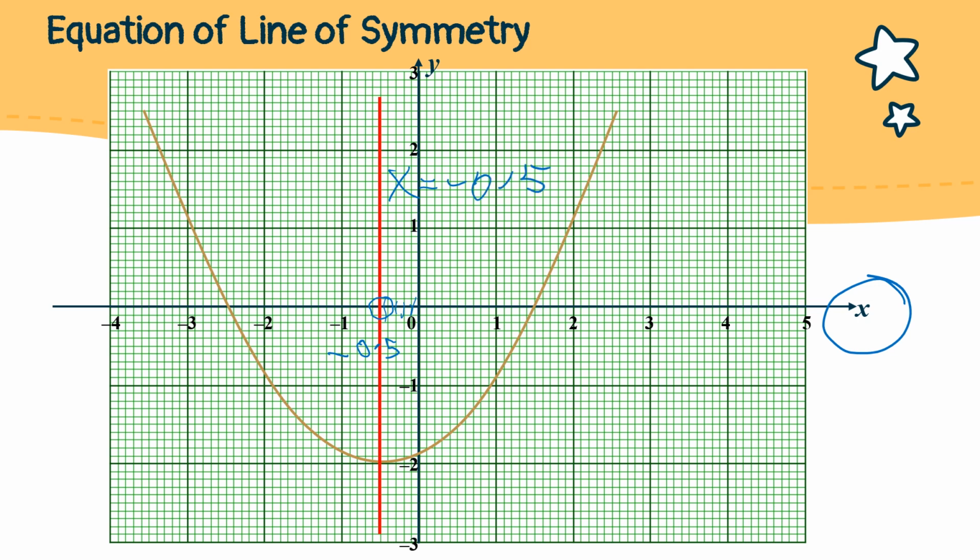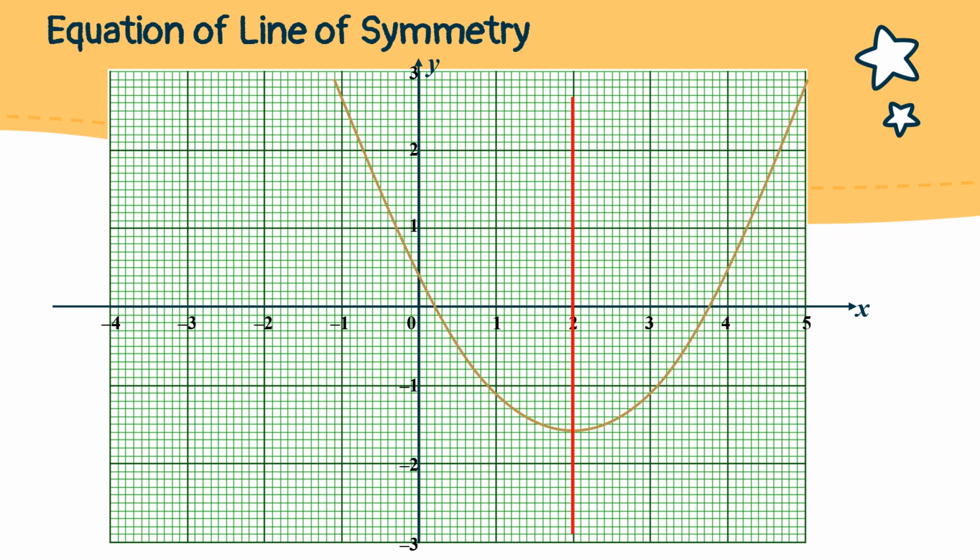And for the final example, we have the value 2 here for the U-shaped curve. And once again, it always cuts on the x-axis. So the line of symmetry, yes, it will be x equals 2. And that comes to the end of our lesson today.